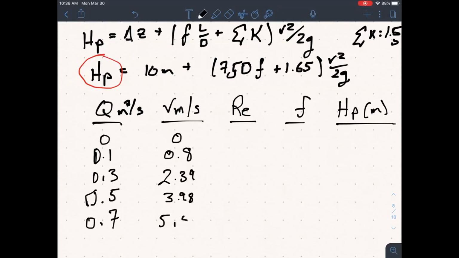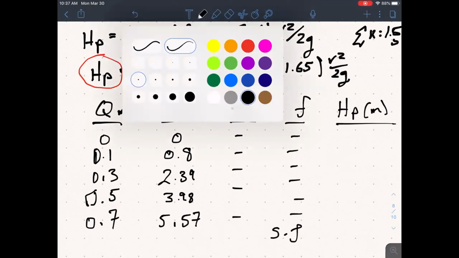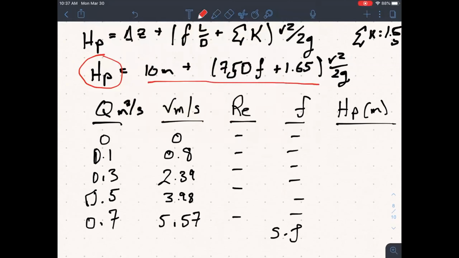So I'm just going ahead and solving this. Q is equal to VA, right? V is equal to Q over A. So Reynolds numbers, I'm not going to put those in there. This is from the Swamee-Jain equation. We can throw in our Reynolds number and calculate pretty accurately the F value for a given Reynolds number. And then we get our HP. And so HP, again, we just solve this equation with all these values. So F and V.